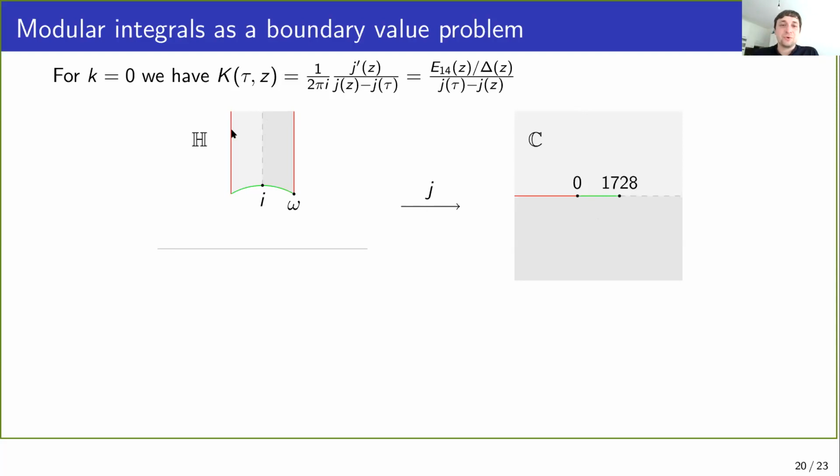So you don't have to work out what is the conformal map from here to here. And now the conditions, if you change variables from tau to J, become much cleaner. It's just saying that when you approach this green line from the two sides, there should be a jump, and that's given by the function psi s from the modular integral equation. And when you approach the red line from two sides, there should be a jump which is equal to psi t.